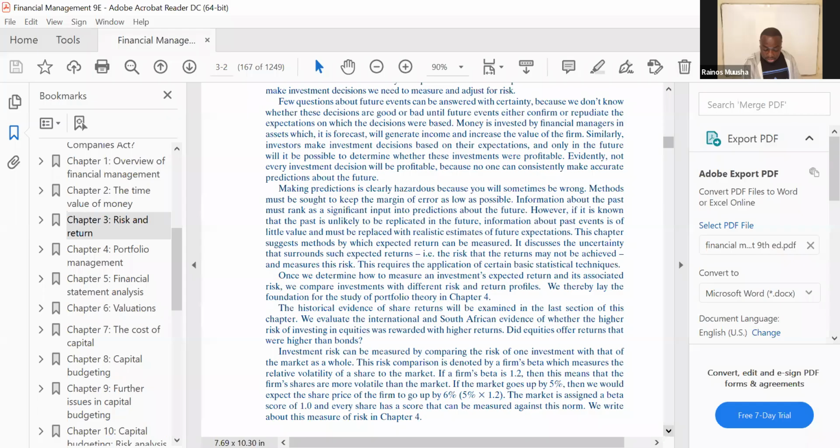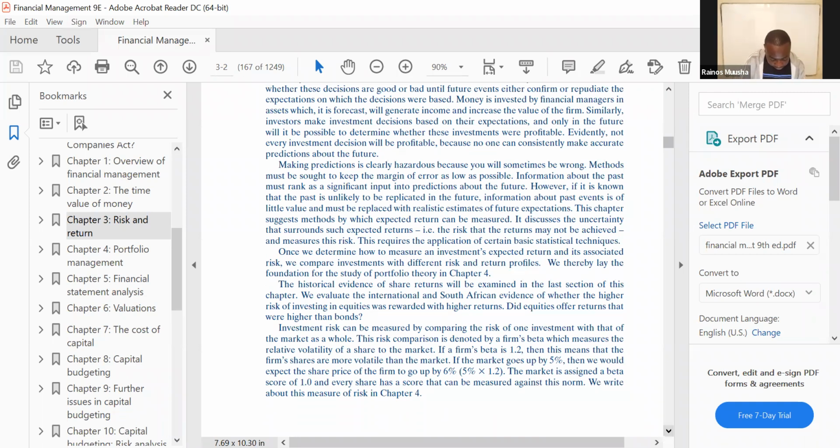That's why I was saying chapter 3 and chapter 4 are very much interrelated, because we start off by analyzing the risk and return relationship of a single security. Then we go on to analyze the risk and return relationship of a portfolio of securities as well.